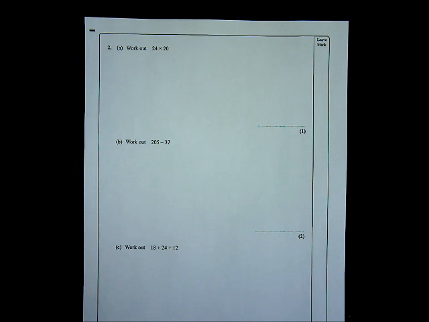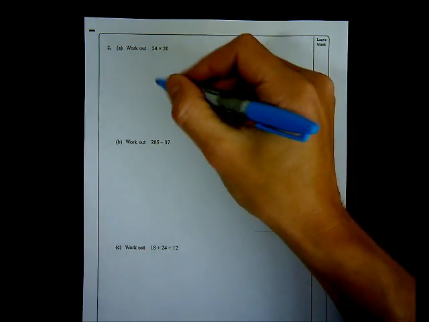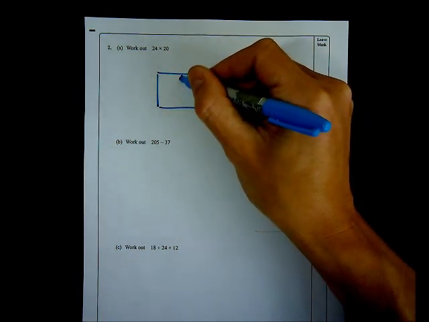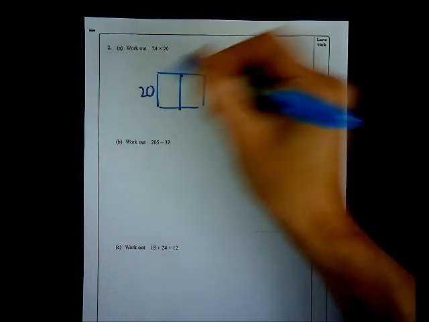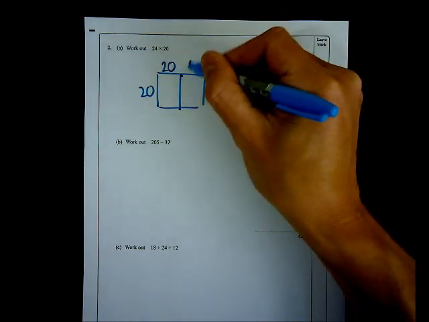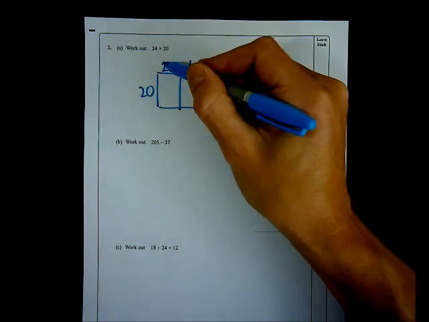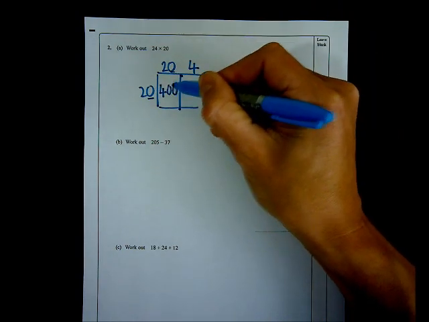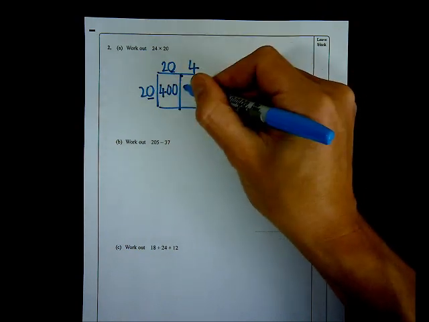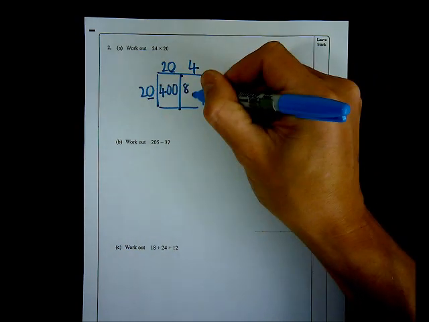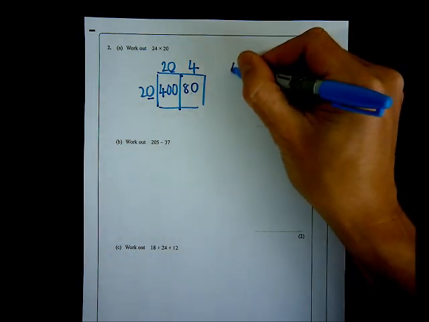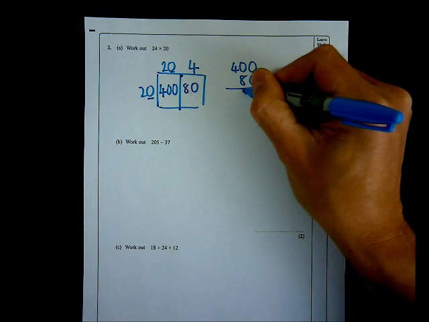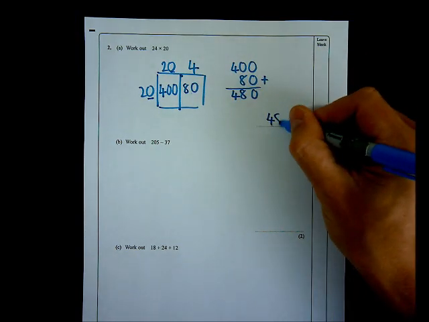On question number 2, I'm asked to work out 24 multiplied by 20, and as this is a non-calculator paper, I'm going to use the grid method. So down the side I've got 20, and along the top I've got 20 and 4. So 2 times 2 would give me 4, and I've got 2 zeros to add back in. And 2 times 4 would be 8, and I've got 1 zero to add back on. So I've got 400 and 80 added together. It's always worth adding them up using the column method, and my answer is 480.